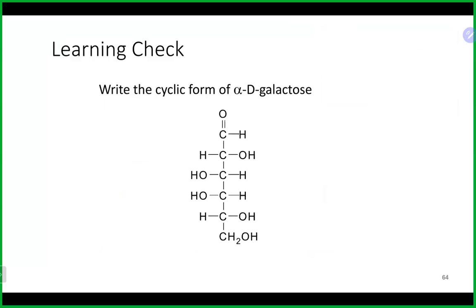All right, one last one there. Draw the cyclic form of this guy here. See what you come up with. Okay, so I'm going to number my carbons here: 1, 2, 3, 4, 5, and 6.